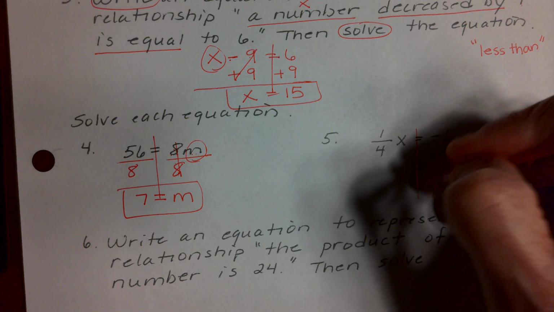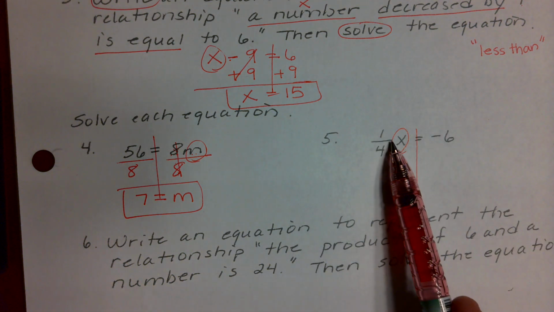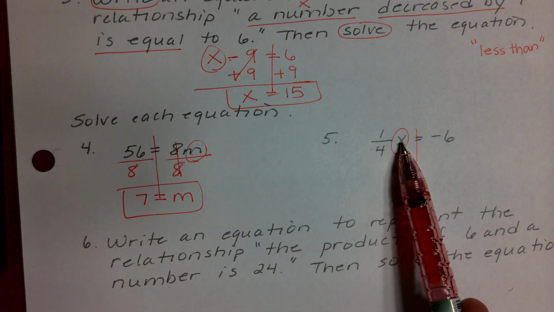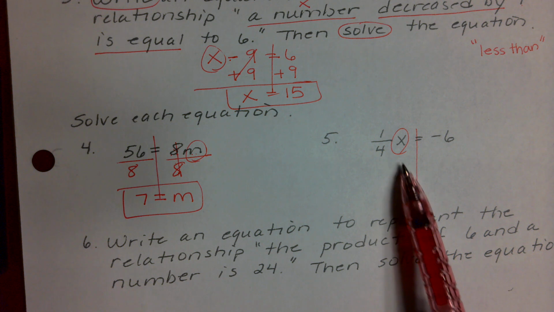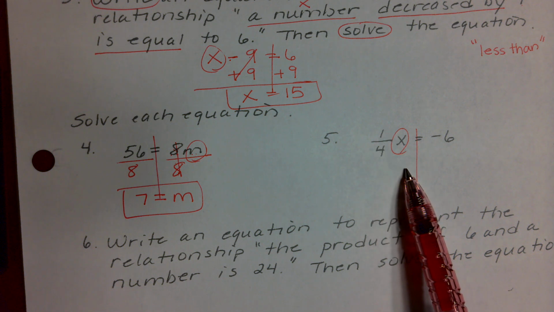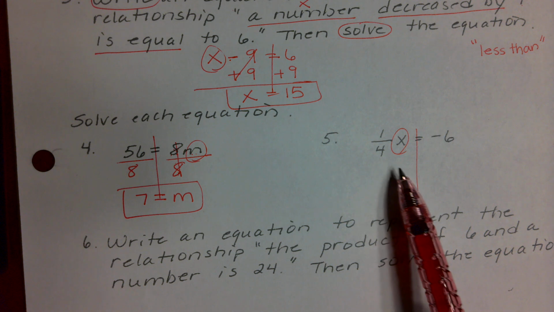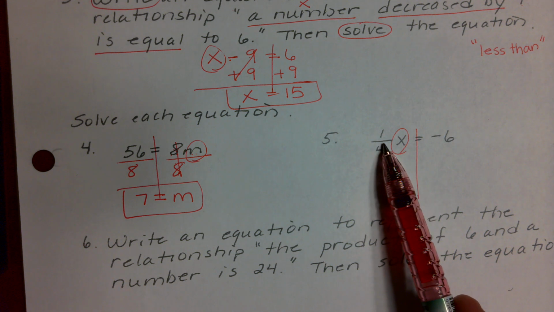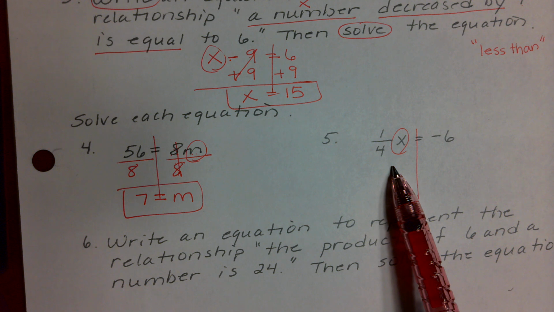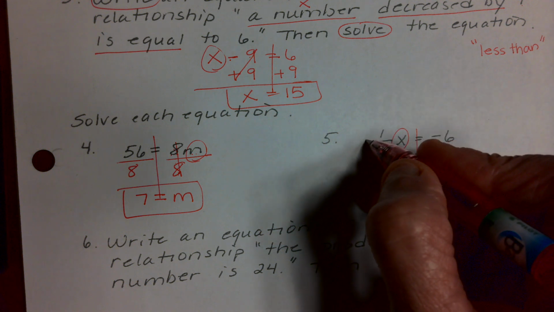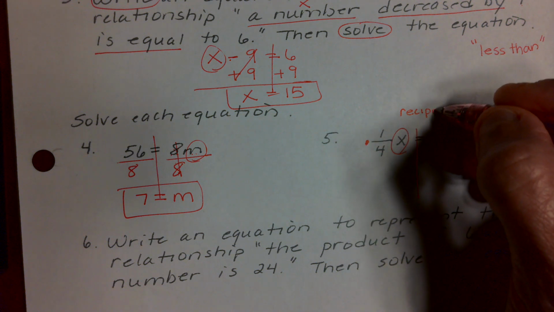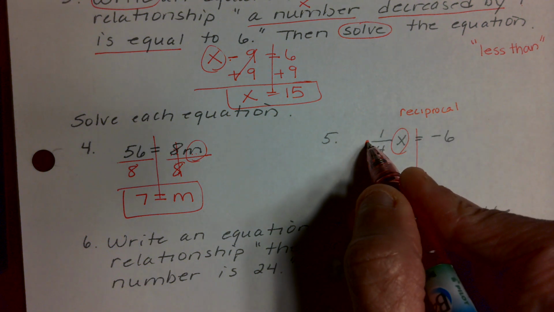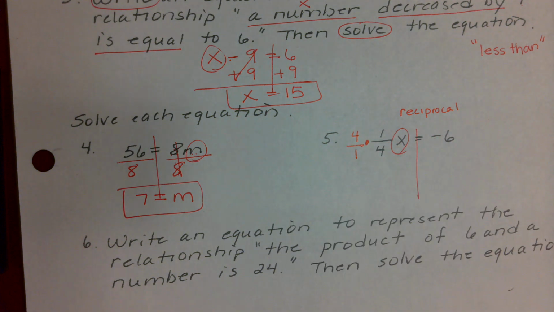Okay, over here, draw the line, locate the variable. And again, it is multiplying, so it's a fourth times x. So we would think, oh, we're going to divide then by a fourth. And we think, yuck, right? A fraction divided by a fraction. But we know, and you've learned, that dividing by a fraction is the same as multiplying by the reciprocal. So I'm going to multiply by the reciprocal of that.